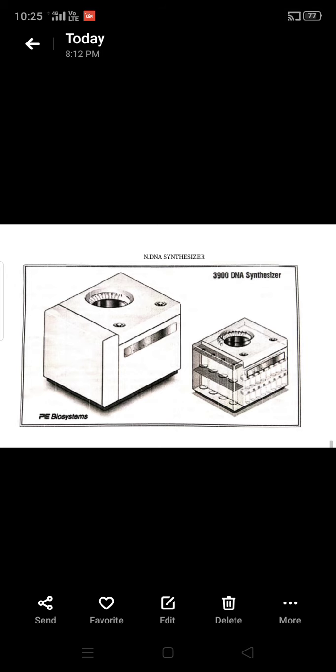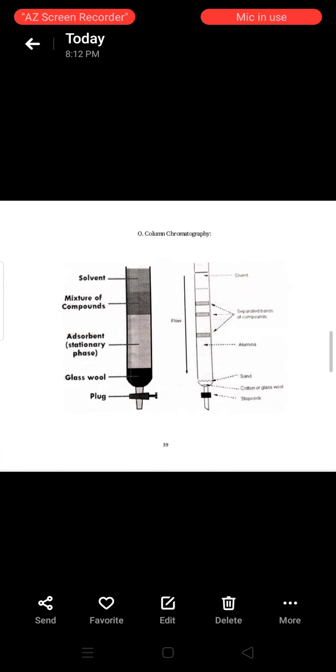And the next instrument is column chromatography. This is the structure of column chromatography. Column chromatography is one of the most useful methods for separation and purification of both solids and liquids. This method is a solid-liquid technique in which the stationary phase is solid and the mobile phase is liquid.